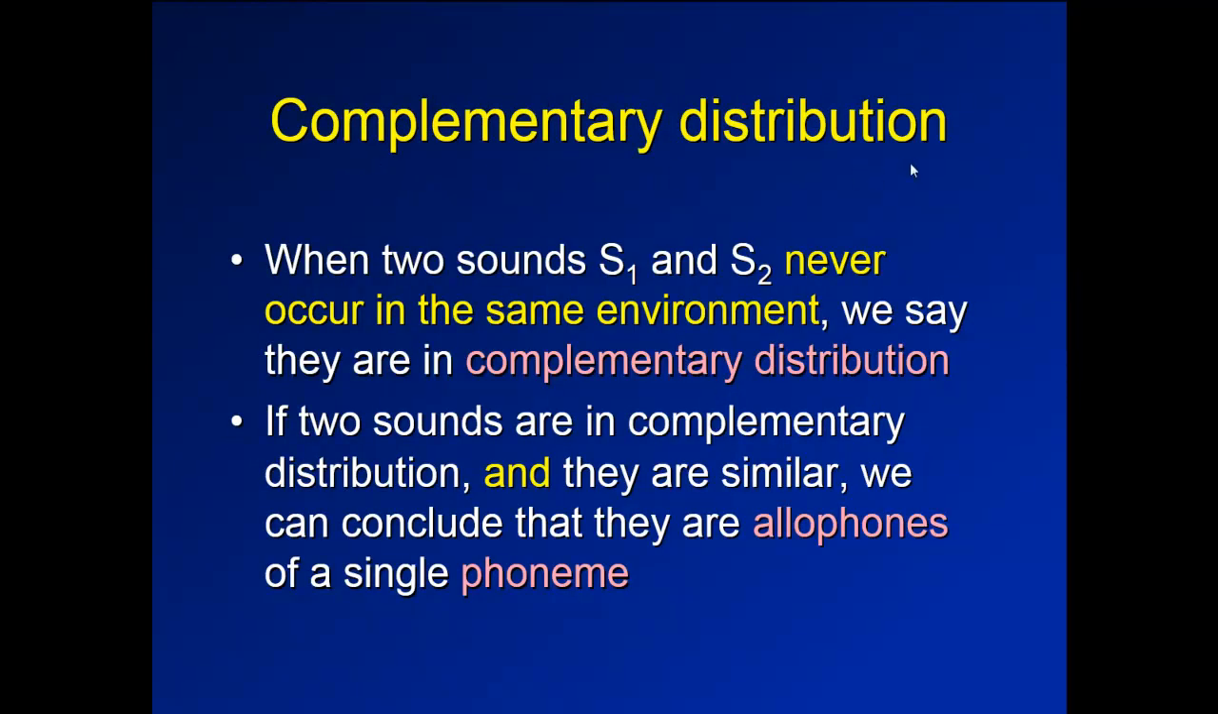In this case, we can talk about complementary distribution. When 2 sounds S1 and S2 never occur in the same environment, we say they are in complementary distribution. If 2 sounds are in complementary distribution and they are similar, we can conclude that they are allophones of a single phoneme. And this is the case here. One is always followed by voiced sounds, and the other one is always followed by voiceless sounds. So the place where we can find S1, we cannot find S2. They never occur in the same environment, so they are in complementary distribution.